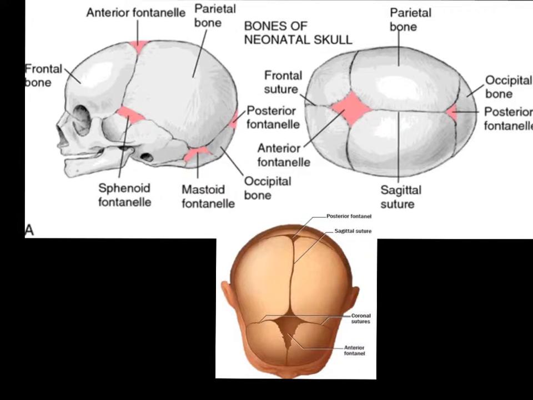And so these are open to allow for growth of the brain, and as the brain grows and reaches a more mature size, these fontanelles will begin to close. We can use these outlines, which will be known as sutures, and the opening of the fontanelles and the sutures to help to determine the age of unknown skeletal remains.